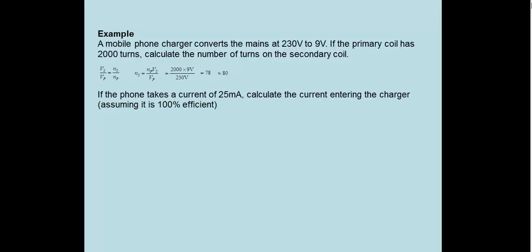If the phone takes a current of 25 milliamps, calculate the current entering the charger, assuming it is 100% efficient. Well, we know that the current primary times potential difference primary equals current secondary times potential difference secondary. We want the current in the primary given by this expression. We've got all the other values, and this gives 9.8 times 10 to the minus 4 amps. This is around 1 milliamp.